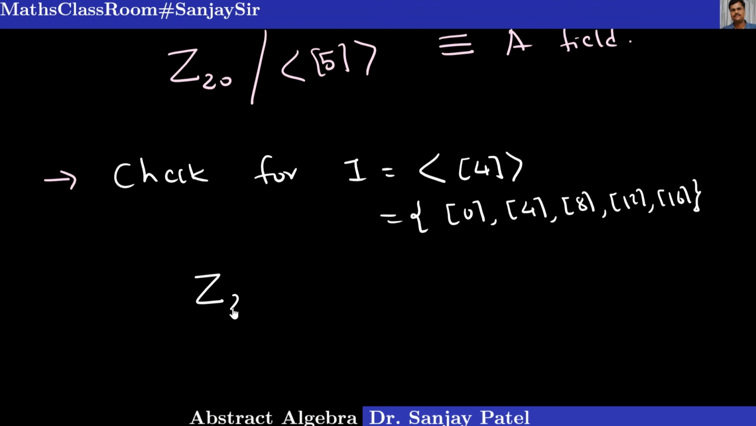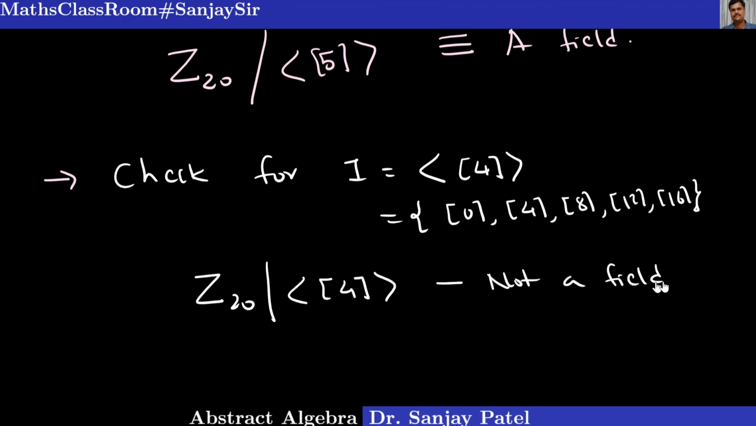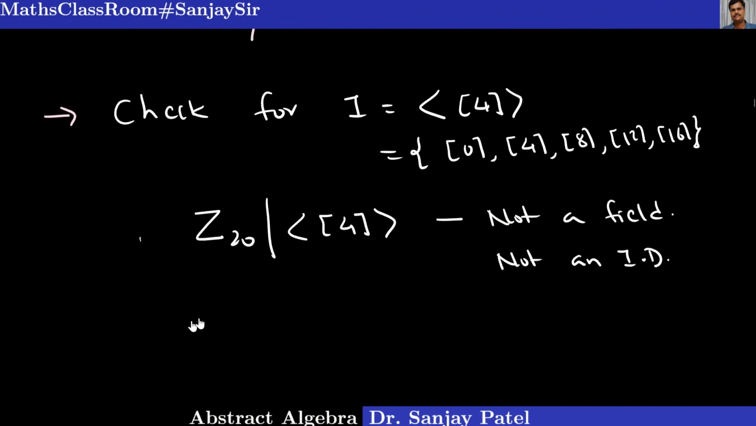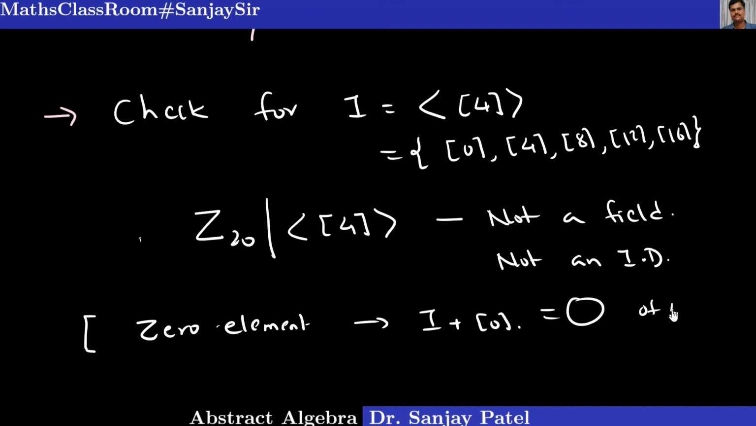Z20 mod the ideal 4, this is not a field. This is not a field. And also it is not an integral domain. This is not an integral domain. So this will be a simple exercise for you. I can show you that this is not an integral domain because you know what are the 0 elements here. The 0 element in this ring is I plus class 0. This is my 0 element of R mod I.